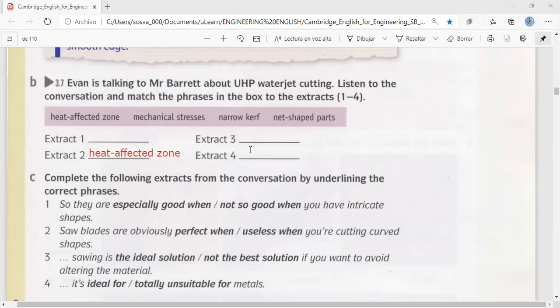Heat affected zone, exactly. And in extract 3, well, in that case, he talked about the guillotine, like the forces. Yes, that process is mechanical stresses. Mechanical stresses, great.